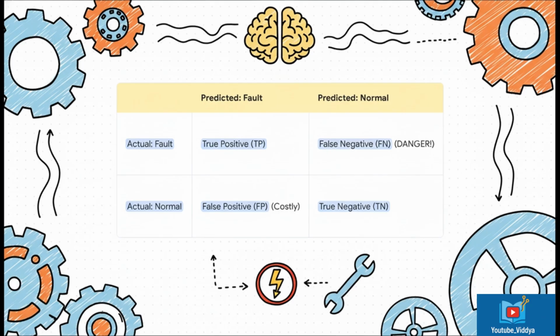A true positive? Awesome. That means we correctly spotted a fault. But check out the false negative. That's the dangerous one. That's a fault we completely missed, which could lead to a catastrophic failure. And then you have the false positive. That's a false alarm, which means costly, unnecessary downtime. We need to understand the trade-offs here.